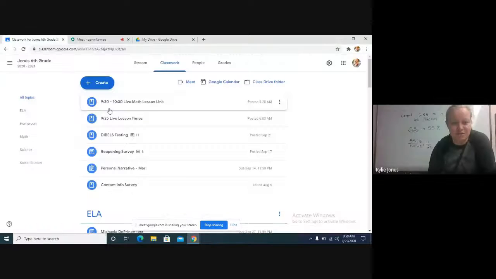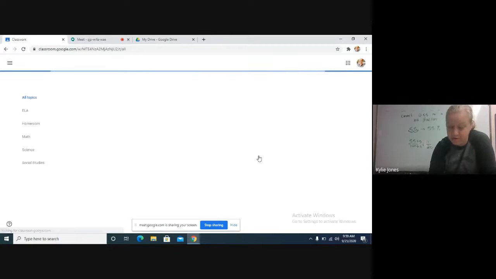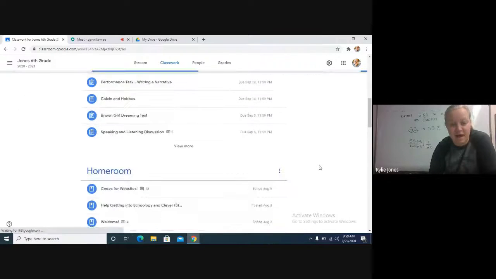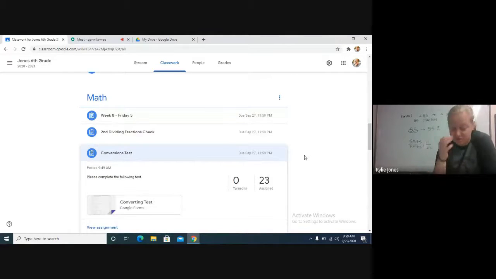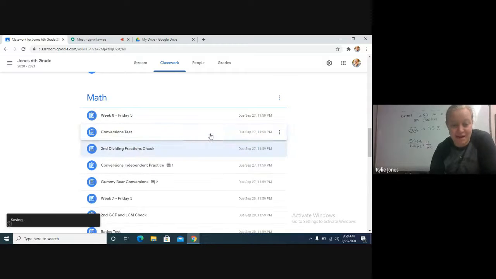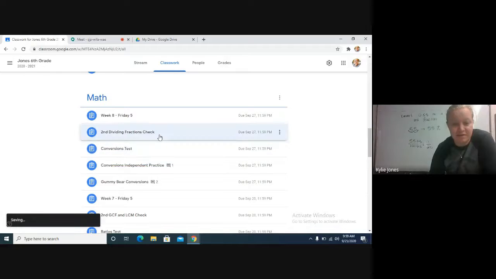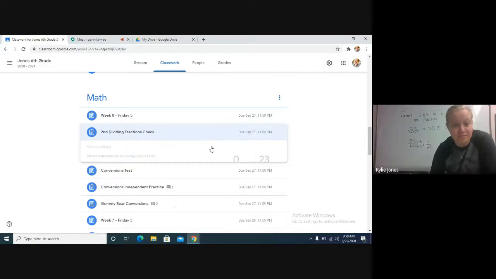So on Google Classroom, while we were doing that, let me reload it so I make sure it's there. We had 3 things posted, and these are the 3 tests that you're going to be taking today. So under math, we had the conversions test. It's 5 questions, all about converting between fractions, decimals, and percents. Then we have a second, dividing fractions check. It's 5 questions about dividing fractions. It's a lot of word problems, so read them carefully. Do some division there.